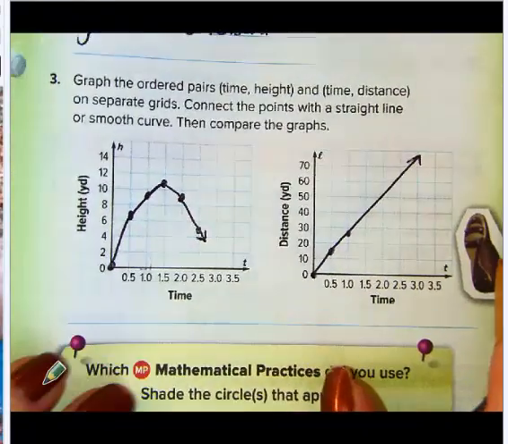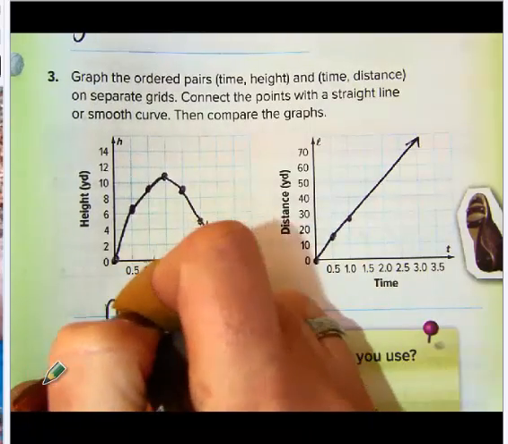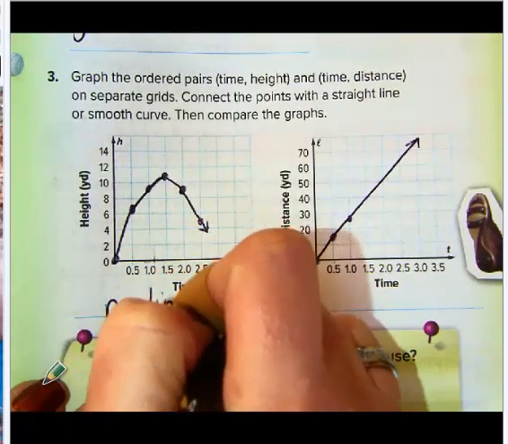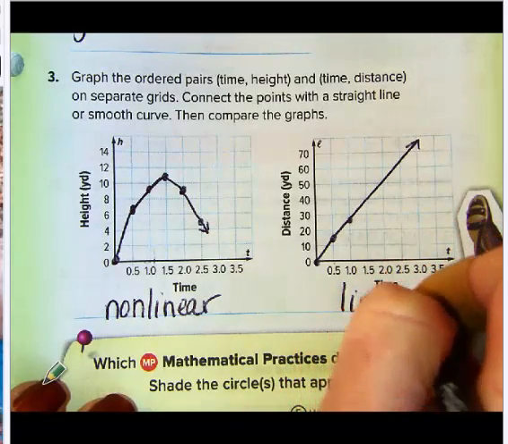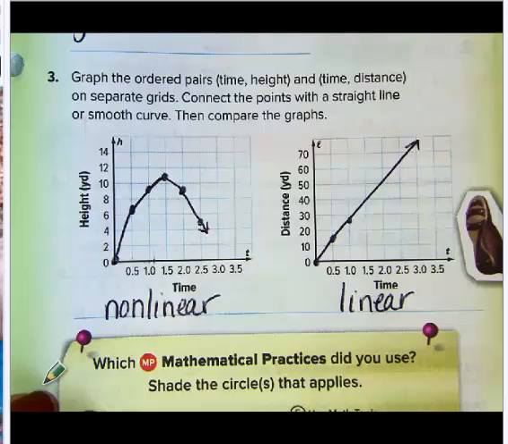Move my book up a little bit. This one is nonlinear because it's a curve. This one is linear because it's a straight line. Okay?